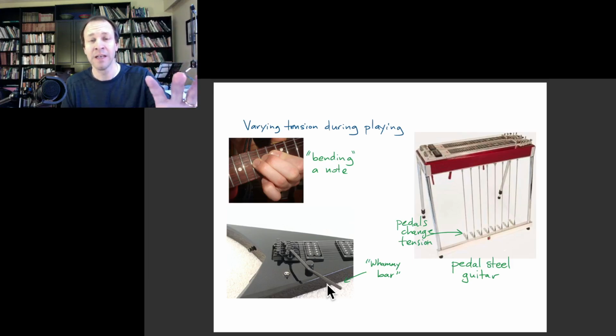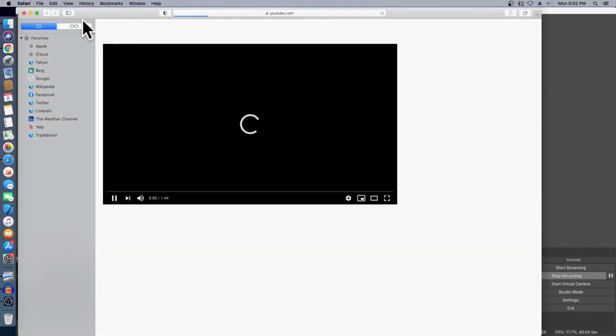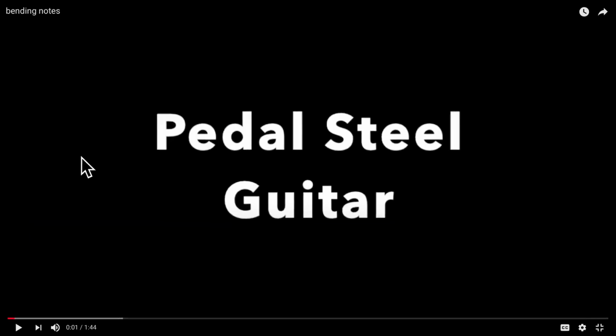I'm going to show you an example of that from YouTube, and then similarly, I'm going to show you an example of another instrument called a pedal steel guitar, where you have these pedals that, again, change the frequency of the note by changing the tension of the strings while you're playing the instrument. Okay, so let's have a look at those two instruments, starting with the pedal steel guitar.